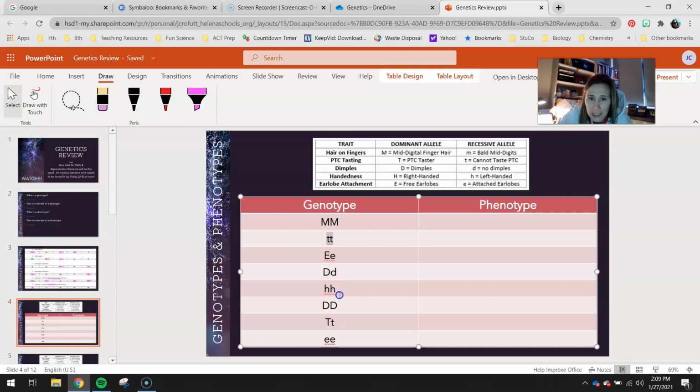Little h, I'm going to be left-handed. Big D, I'm going to have dimples. Big T, I'm going to be a PTC taster. And little e, I'm going to have attached earlobes.